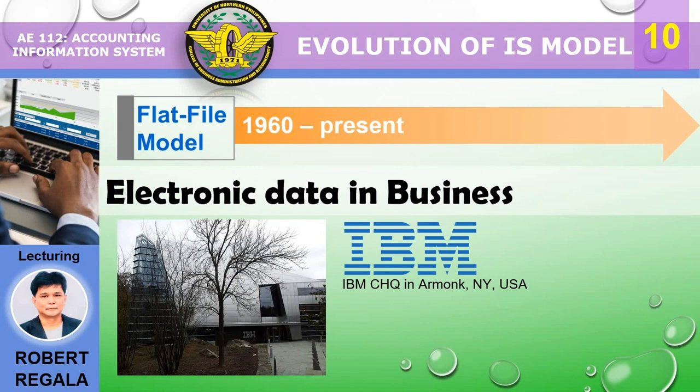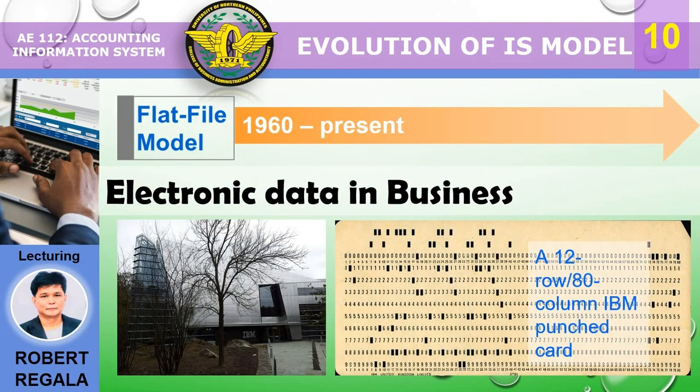With operations in over 170 countries. The company began in 1911, founded in Endicott, New York, as the Computing Tabulating Recording Company, CTR, and was renamed International Business Machines in 1924. By 1937, IBM was still using the tabulating equipment, using punch cards as input and data storage medium.